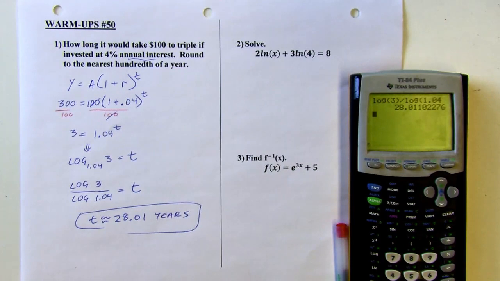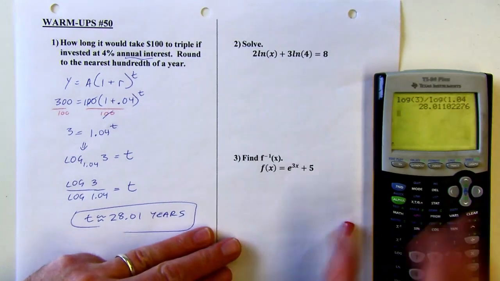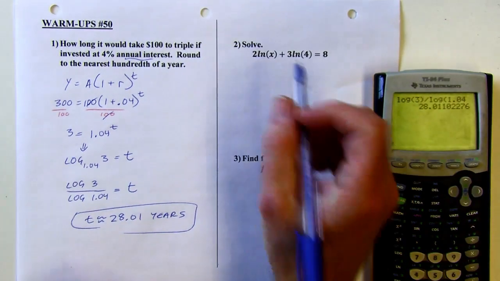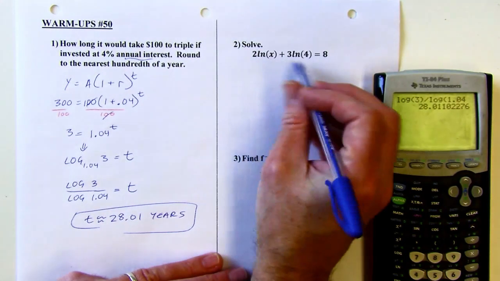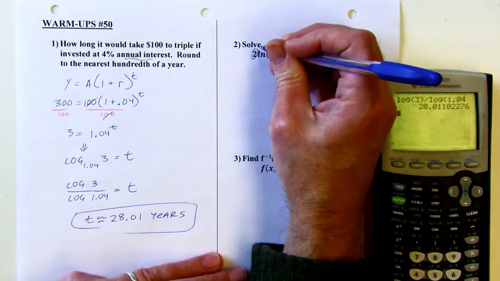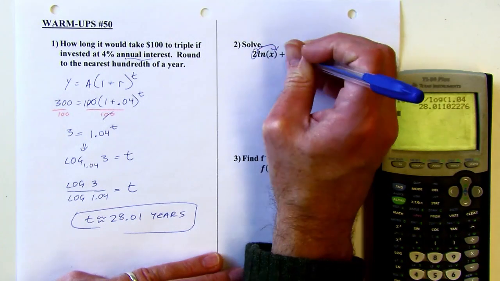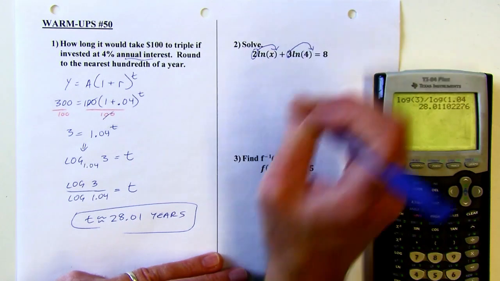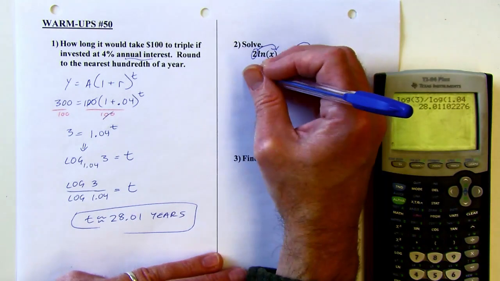Okay. All right. Next up, let's solve this equation for x. So before we combine these two logs, these both have the same base. They're log base e, so we can combine them. But before you combine them, you need to move the coefficients up into the exponent position using the power rule.